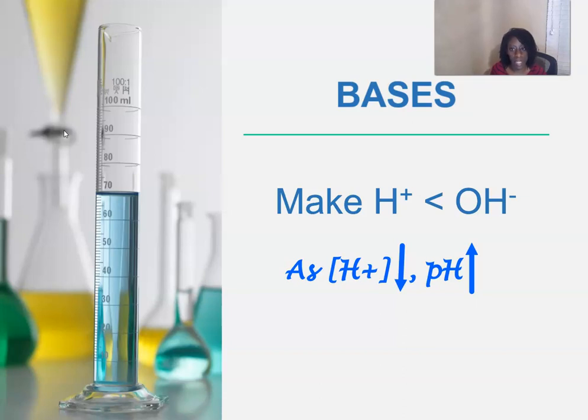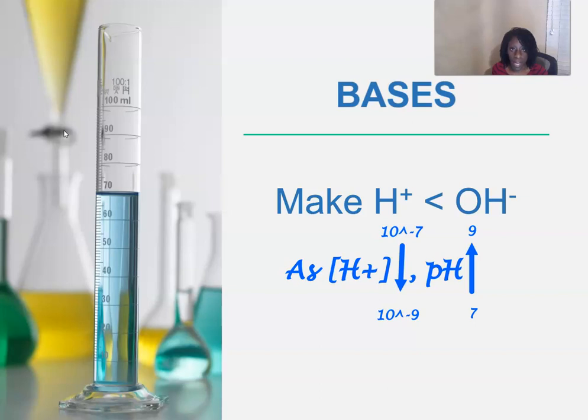So again, let's say the concentration goes from 10 to the negative 7th down to 10 to the negative 9. That means the pH is going to go from positive 7 up to positive 9. So the hydrogen ion concentration decreased and the pH increased. Okay, so let's sum this up.